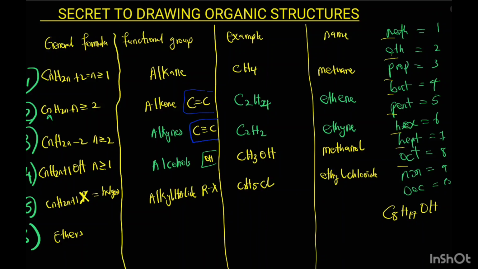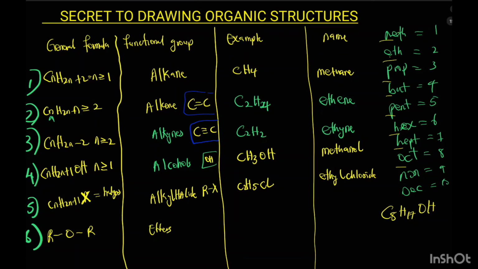Ethers have a general structure. Sorry, I made a mistake here. Ethers have a general structure R-O-R, of course, by now I believe you know what R is. R-O-R is what ethers look like. So an alkyl, that is 2 alkyls bonded with oxygen in their center.